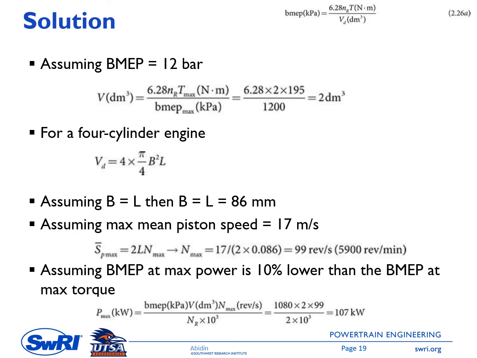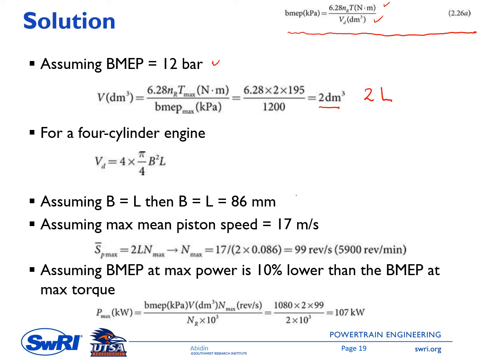First, we need to assume the targeted PMEP. Let's take 12 bar for this naturally aspirated engine. We use equation 2.26a, which correlates PMEP to engine torque and engine displacement. Engine torque is given as 195 Newton meters, and we target a PMEP of 12 bar. Then we can calculate the engine displacement, and we get 2 cubic decimeters, which is 2 liters.